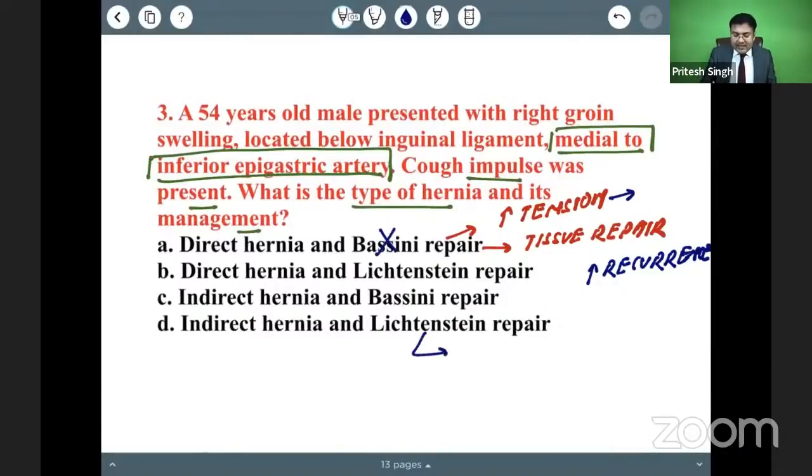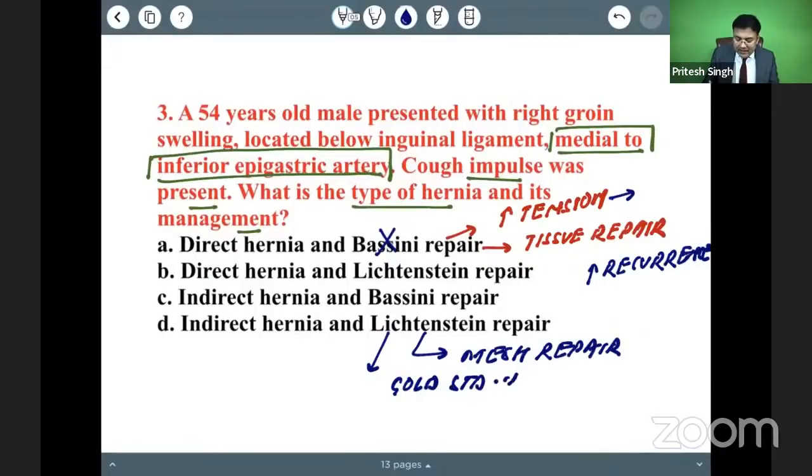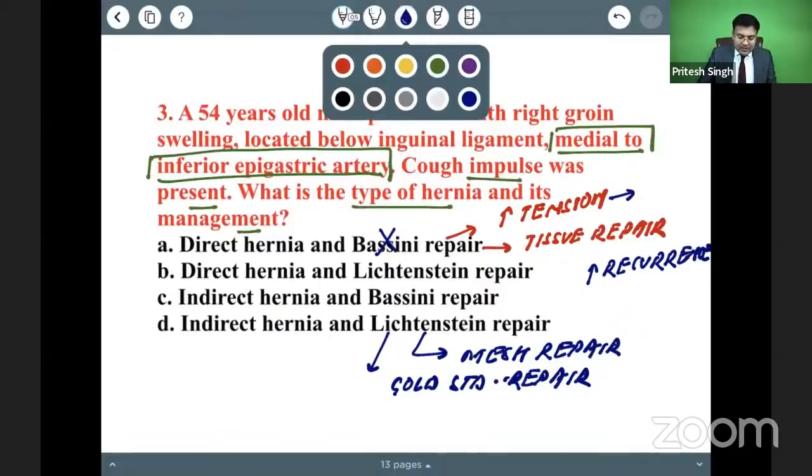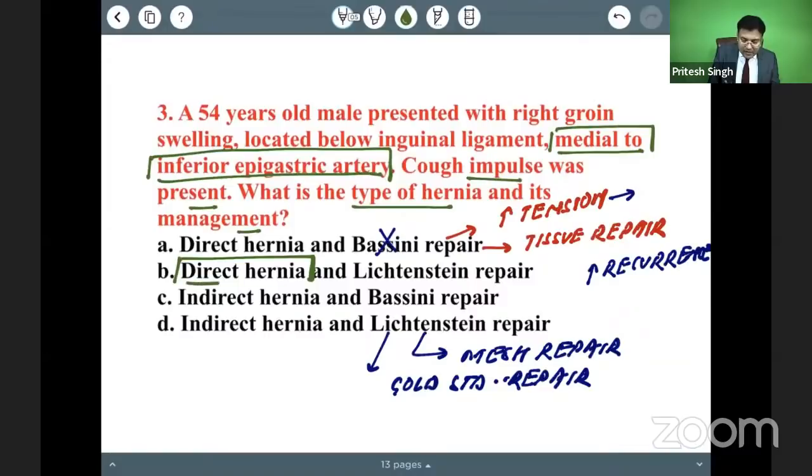You know, Lichtenstein repair is anterior tension-free mesh repair, in which after herniotomy, we are going to apply the mesh, and all of you know that this Lichtenstein repair is the gold standard repair for inguinal hernia. Okay, so if you see the options, there should be direct hernia. Why? Because it is medial to inferior epigastric artery, and the gold standard repair is Lichtenstein repair. So the correct answer for this question is B. So I request Dr. Rajesh Kaushal to continue.